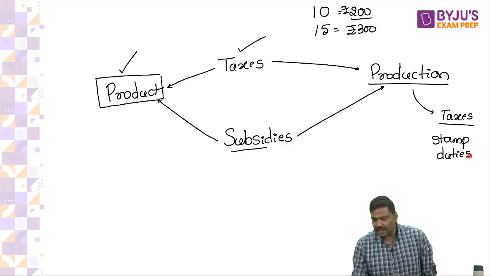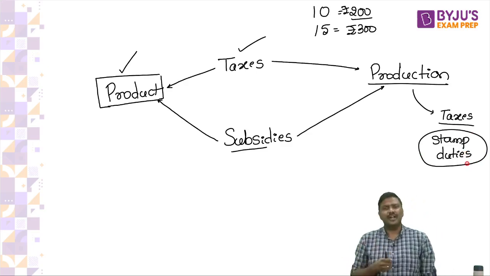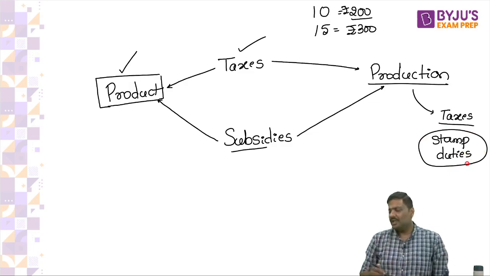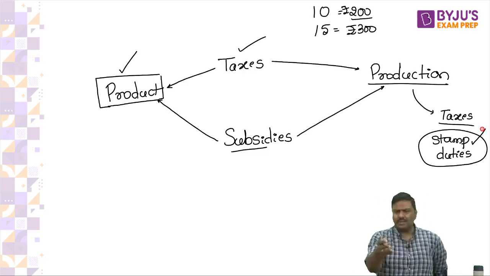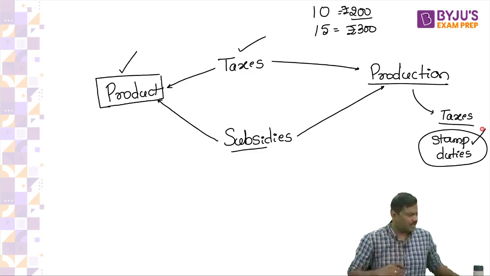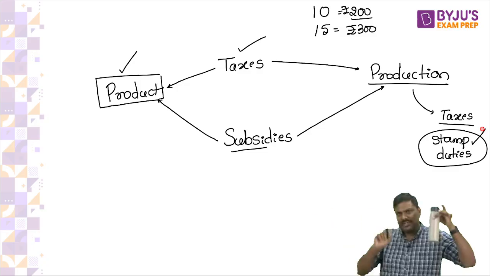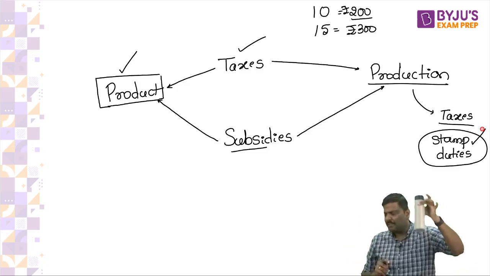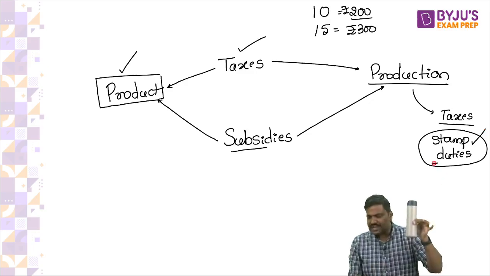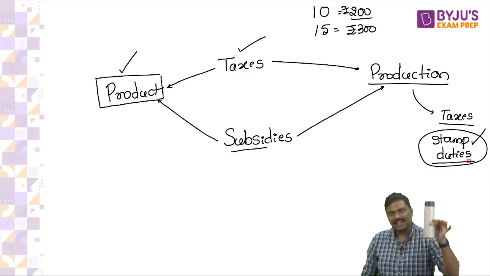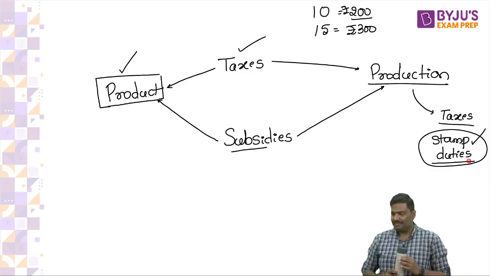Is it okay? When you purchase a land, you will pay stamp duties to the government. Now, simple question. Imagine you are purchasing land to set up a manufacturing facility to produce the same bottle. The amount of stamp duty that you are paying, is it connected to how many bottles you are producing? Just think of it.